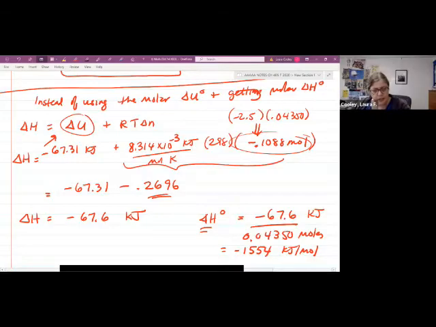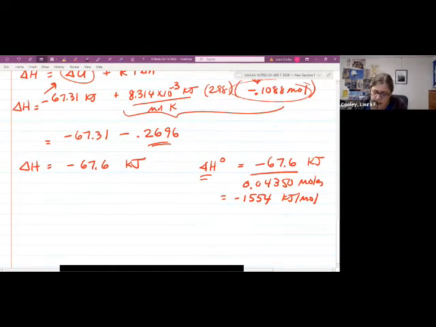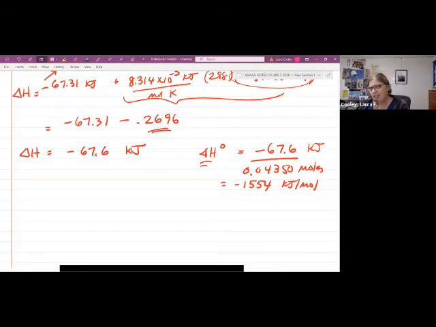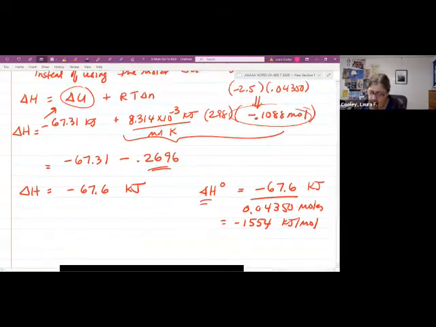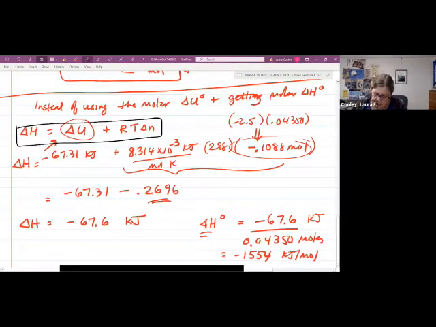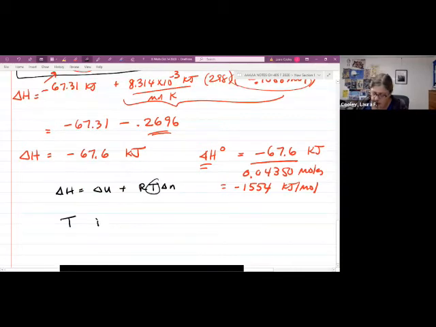So, it seems like a really trivial thing, when do you divide by the moles? But it's a whole lot easier to do your delta H, delta U kind of conversions if they're per mole quantities, because then it's easy to figure out what the change in the moles of gas is. There are other subtleties in this type of problem that I haven't mentioned. So we use this equation here: delta H is delta U plus RT delta N. And we assumed that the temperature is constant.